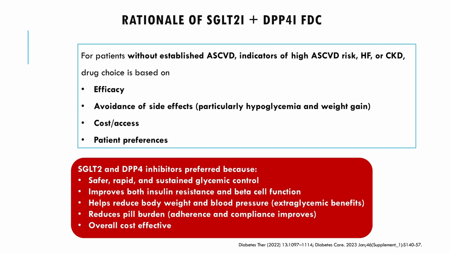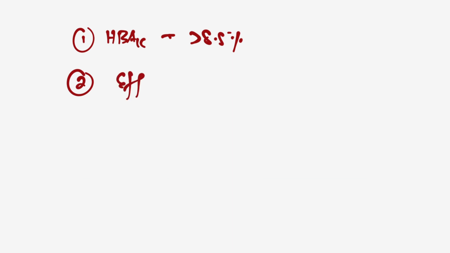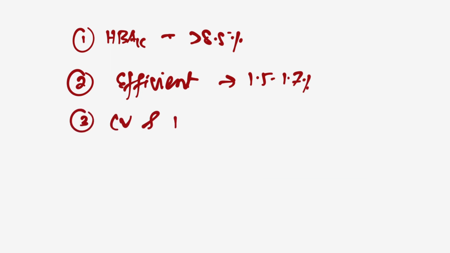So overall, just to summarize from a SGLT2 DPP4 perspective, what type of patients would you give a SGLT2 DPP4? Typically a patient with HbA1c more than 8.5%, without any contraindication, you can give this drug, right? Secondly, what are the advantages of giving this combination? You have a very efficient drug which you are giving in one pill. So it's a once-a-day medication, very easy to prescribe, and you have HbA1c reduction of close to 1.5 to 1.7%. Thirdly, you have cardiovascular and renal benefit.